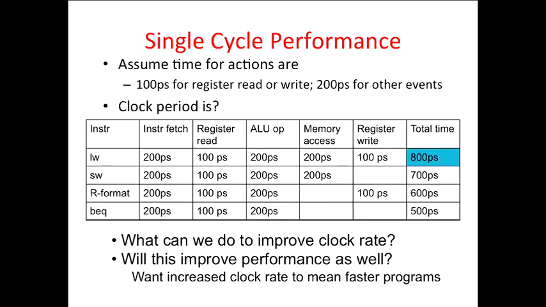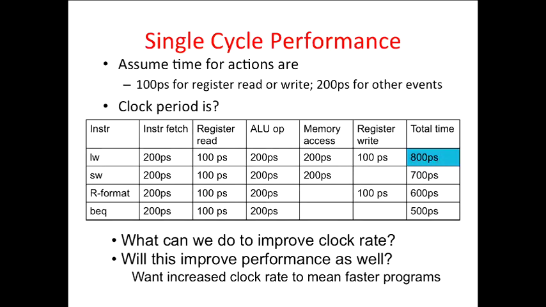So that means that this processor that executes all these instructions, we'd run it with an 800 picosecond clock period, which would correspond to a 1.25 gigahertz clock rate. If you just invert 1 over 800 picoseconds, it gives you 1.25 gigahertz. That would be the clock rate of this simple processor.